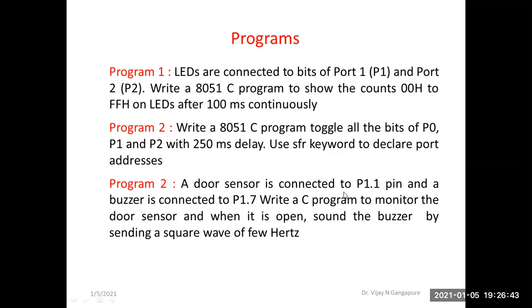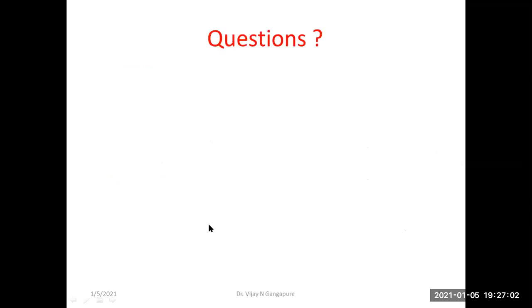Such a door sensor is connected to pin number 1 of port 1, and a buzzer is connected to pin number 7 of port 1. We have to write a C program to monitor the door sensor, and when it is open, then sound the buzzer by sending a square wave of a few hertz. So this is the third program.